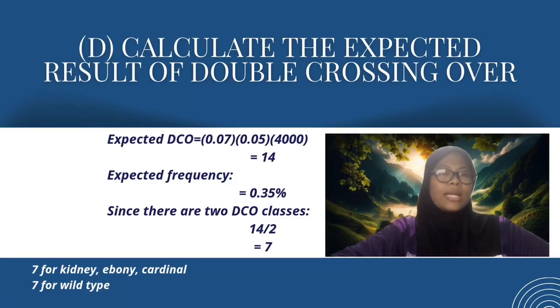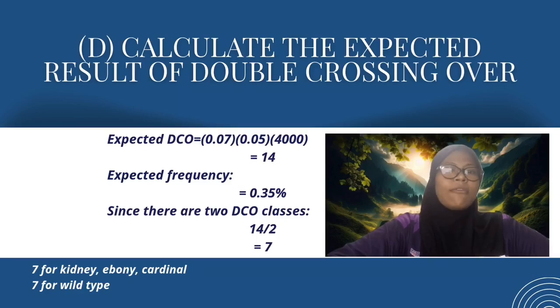Next, we calculate the expected number of double crossovers. We multiply the recombination frequencies between the two gene intervals, 0.07 and 0.05, and then multiply by the total number of offspring, which is 4,000. This means we expect 14 double crossover offspring. The expected frequency is 0.35%. Since there are 2 double crossover classes, we divide by 2, giving 7 offspring each class. Therefore, we expect 7 kidney eboni cardinal offspring and 7 wild type offspring.